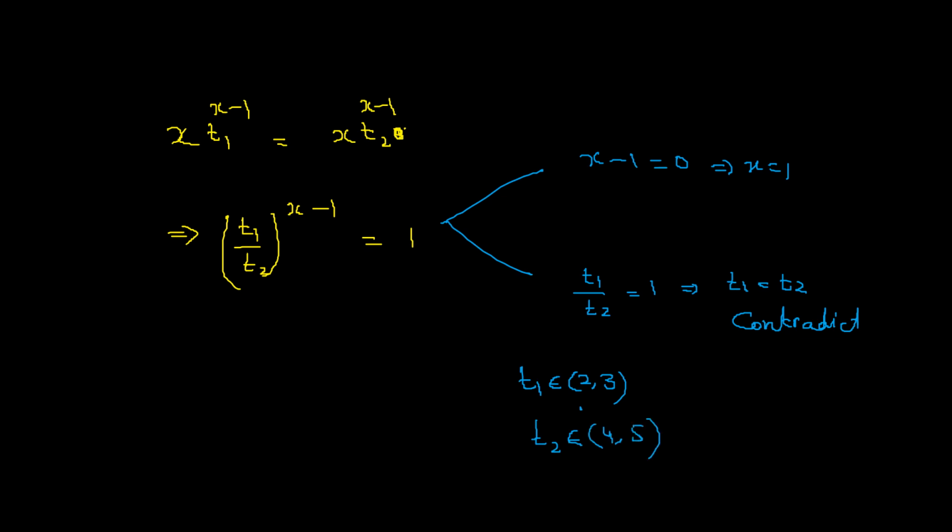Which means that there is no other x that will satisfy this equation. So there is no x other than 0 and 1 that satisfies this equation. The only solutions for this equation are 0 and 1. So here we have seen the application of the mean value theorem to show that this equation has only two solutions, which are very easy to see. They are 0 and 1, and there is no other solution.